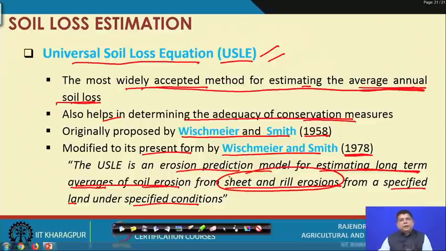That means the gully erosion process is not considered as far as USLE is concerned. It estimates soil loss from a specified type of land where a particular type of crop is being grown, under a specified condition, or whether any kind of conservation measure has been taken or not. So, under these specific conditions, we use the universal soil loss equation to measure soil loss, or rather to estimate soil loss.